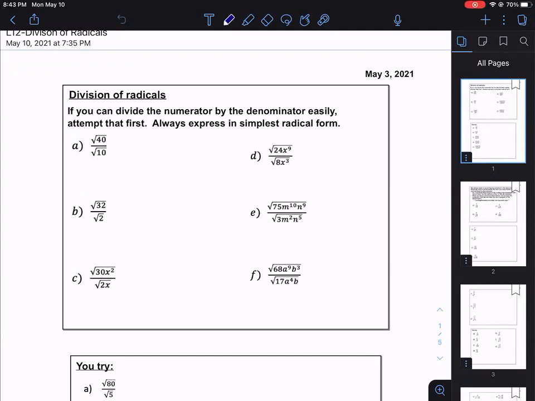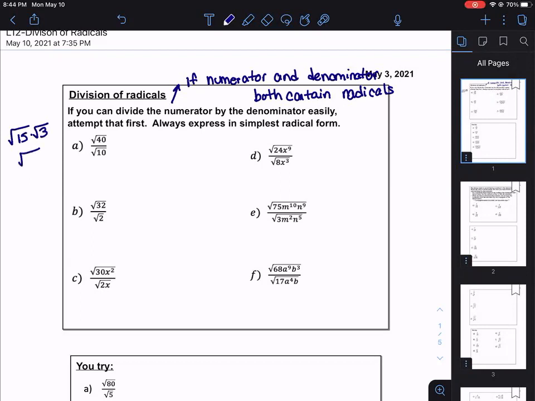Meaning, I'm going to make a little extra note here: if the numerator and denominator both contain radicals, and if we can then divide easily within those radicals, we're in good shape. So the rule is, and if you guys remember, think about what we were just doing a little while ago tonight. When we had radical 15 and radical 3 and we were multiplying them, we were able to take the 2 separate radicals and create a single radical. And then we were able to simplify from there.